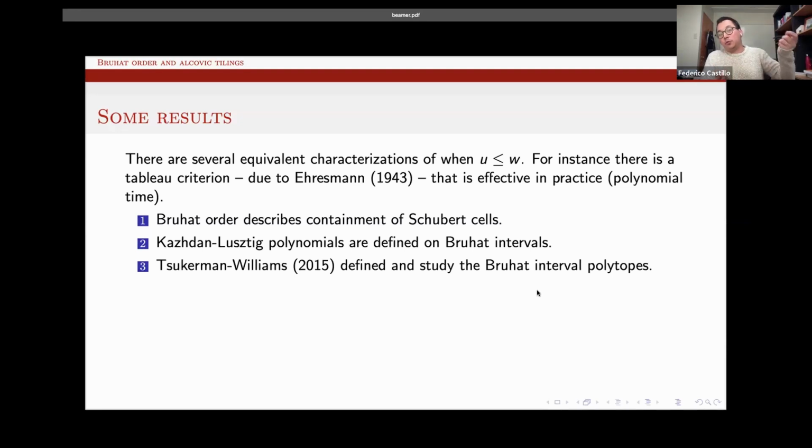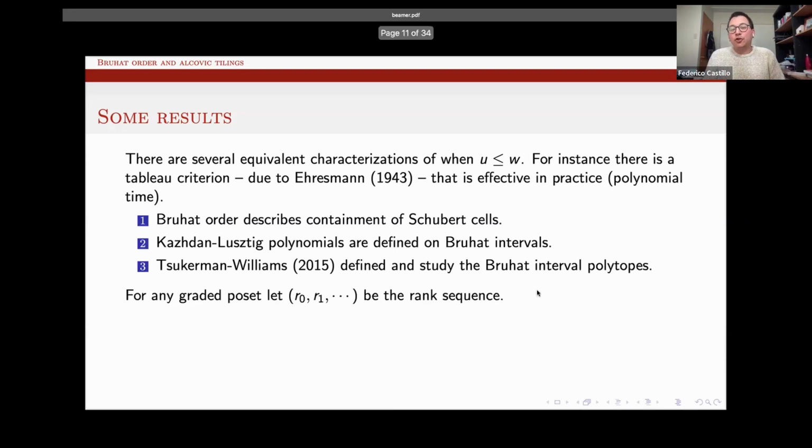So you have a whole interval, so you have two permutations, one is smaller than the other one. You consider all permutations that are in between, and you take the convex hull of them, not of all permutations, that would be the permutohedron. So the Bruhat interval polytopes are well behaved, and there is a lot of information about them, and I think they will be mentioned in the last talk of the day. So I just wanted to mention that here.